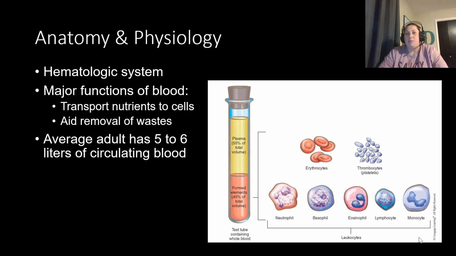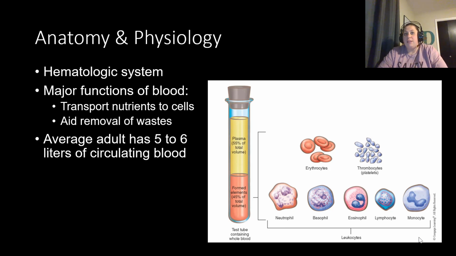You're going to have the plasma, which is 55% of the total blood volume, and this is the liquid portion of the blood. Okay, this is mostly made out of water, but it also has solutes dissolved in it like sodium, oxygen, carbon dioxide, different things like that. Okay, the formed elements are 45%, and the formed elements are the cells that are part of the blood.